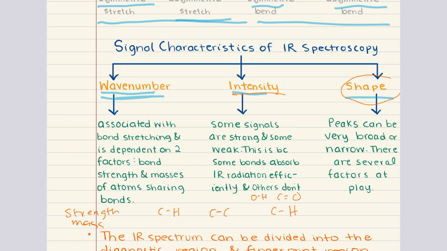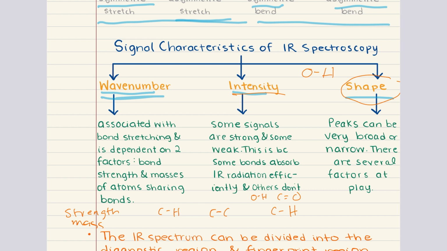Finally, we consider shape. Some peaks are very sharp and narrow, while others are broad and rounded. This shape depends on several factors, including hydrogen bonding, which can broaden peaks significantly. So for instance, a oxygen-hydrogen stretch in alcohols typically appears as a broad signal due to intermolecular hydrogen bonding.